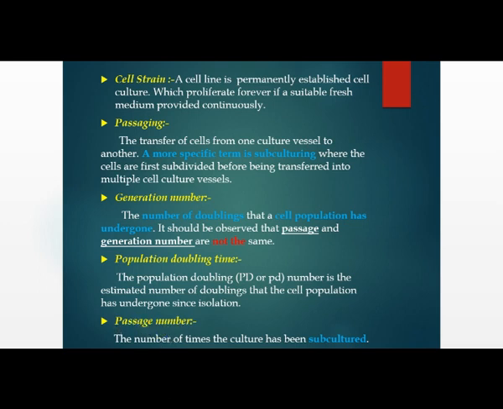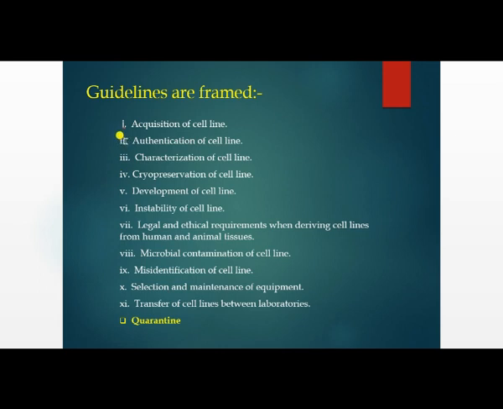Next we are going to learn about the guidelines for subculturing. These guidelines are already framed. The first is acquisition of cell line. Acquisition of cell line means what? To obtain the cell lines from a library.